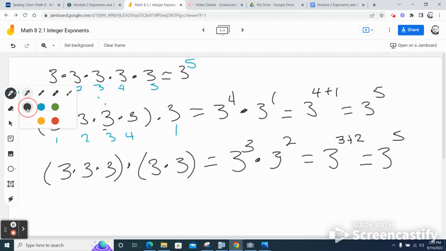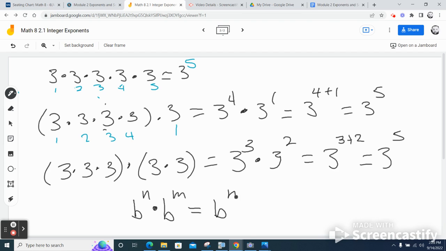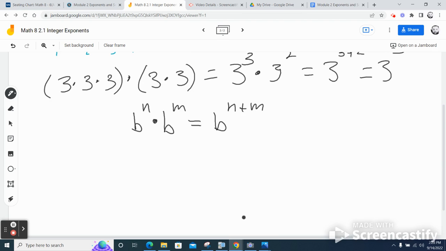Well, the pattern is this: if I have the same base b raised to the letter n times the same base b raised to the m, isn't that the same as saying b to the m plus n? Does that make sense? Okay, so that's the general rule for that one. Don't worry, there's more general rules.